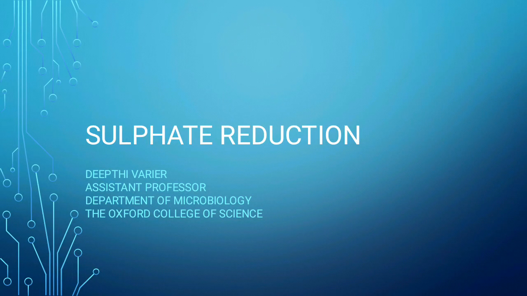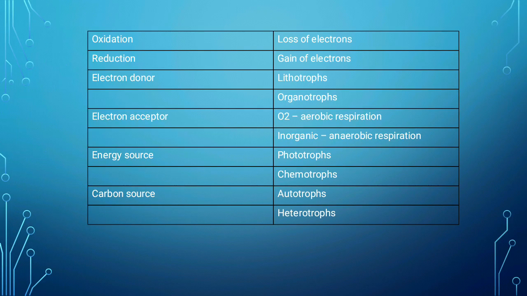Hello all. Today let us talk about an important process in the anoxic ecosystem, that is sulfate reduction. Now before we get into the sulfate reduction process, let me just remind you of the different terminologies that I had shared with you in my previous class as well. So oxidation is the loss of electrons, whereas reduction is the gain of electrons.